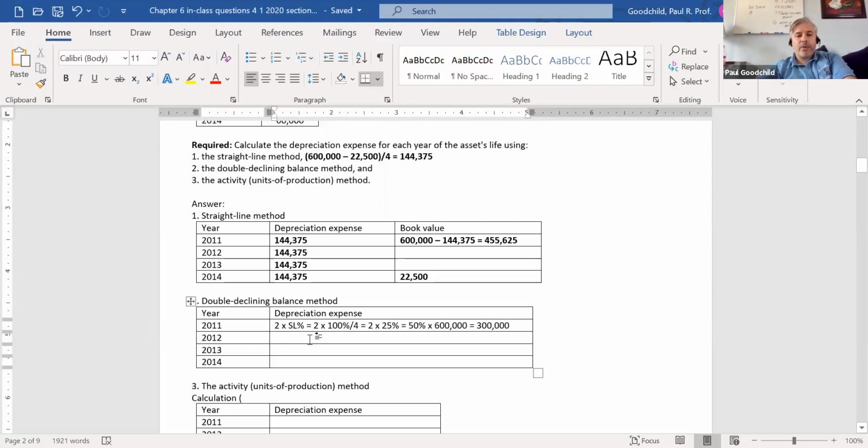Moving on to our second year, we have 50% times our book value, which is the 600,000.